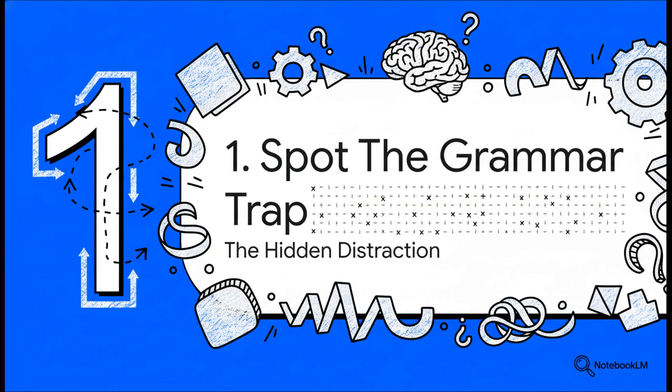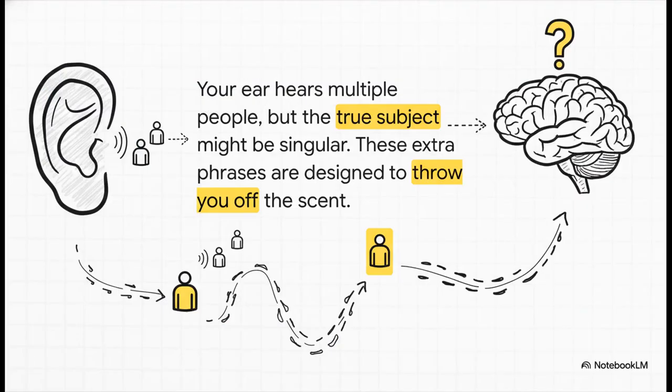It's a very specific kind of grammar trap, almost like a little distraction that's designed to mislead you by sticking extra words right between the real subject of the sentence and its verb. And this, right here, is the heart of the whole problem. Your ear hears a bunch of names, so your brain thinks, okay, plural, but the actual grammatical subject of the sentence might just be a single thing. Those extra phrases, they're just noise, basically, designed to throw you off the trail.